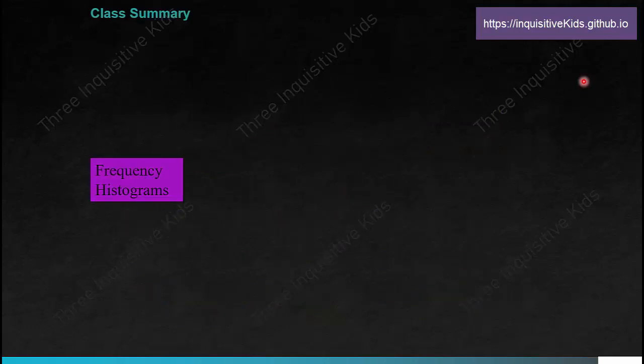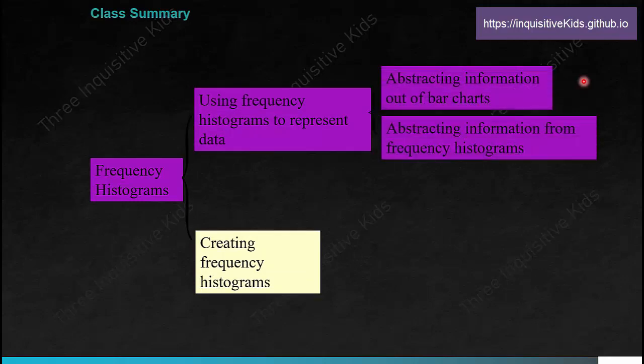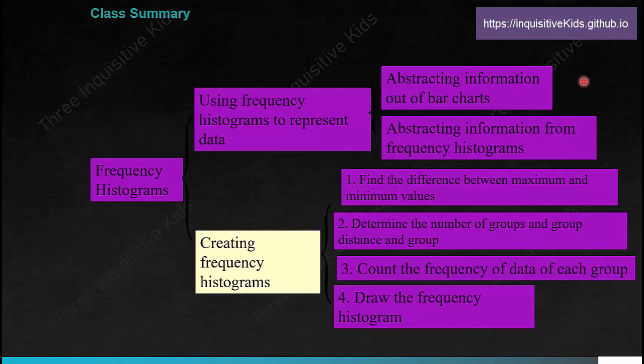So in this class, we continued the learning of analyzing and expressing data from the last lesson, which focused on pie charts. This time we learned all about frequency histograms, using them to represent data and creating them. When we used frequency histograms to represent data, we learned about abstracting information from our charts and from frequency histograms. We also learned the steps of creating frequency histograms: first, find the range of values. 2. Determine the number of groups and group distance.